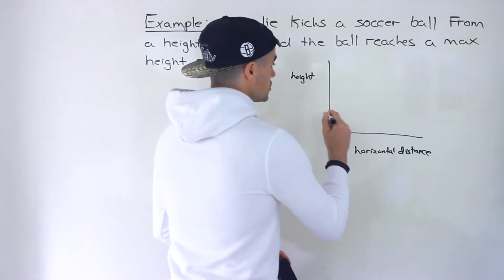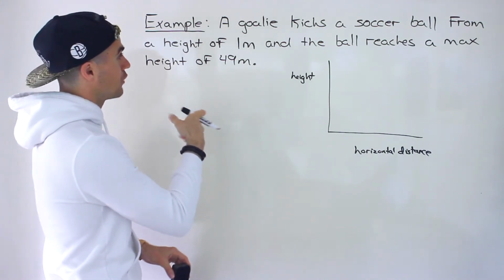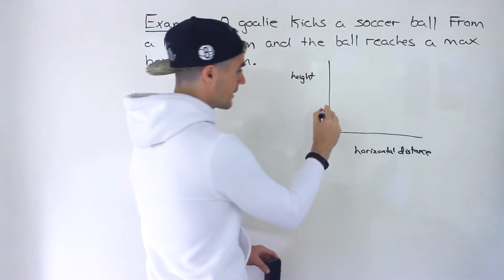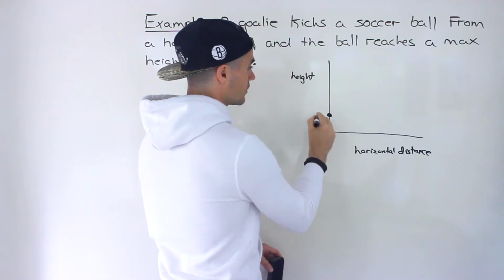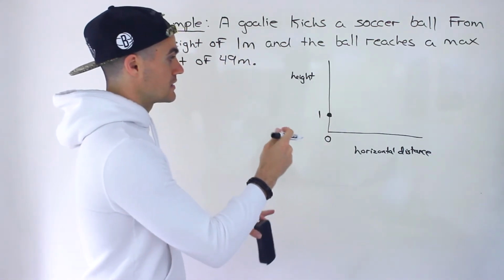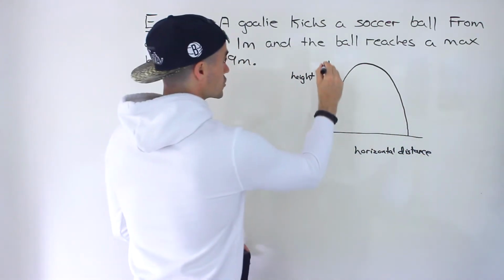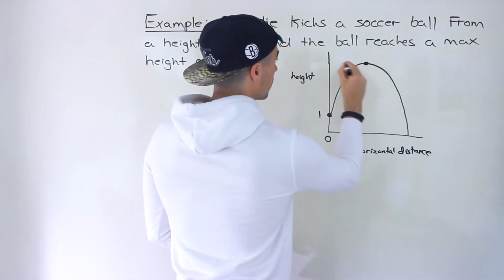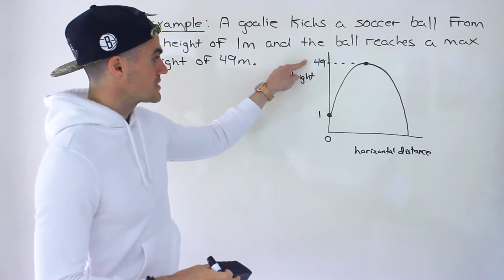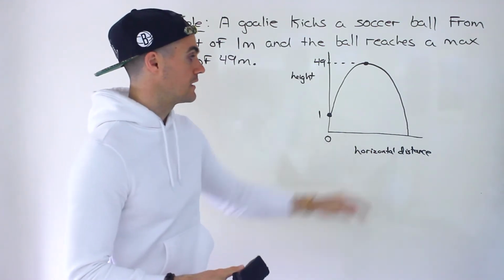What we can do is draw a general graph with whatever information we currently have. We're told a goalie kicks a soccer ball from a height of 1 meter. Whether you're dealing with horizontal distance or time, the y-axis is always going to be height, and the 1 meter is going to be over here. So at a horizontal distance of 0 or a time of 0 seconds, that's where the ball is starting its path. Then the ball is kicked in the air and comes back down. We're told the maximum height the ball reaches is 49 meters. Both of these characteristics are base characteristics, whether we're dealing with horizontal distance or time on the x-axis.